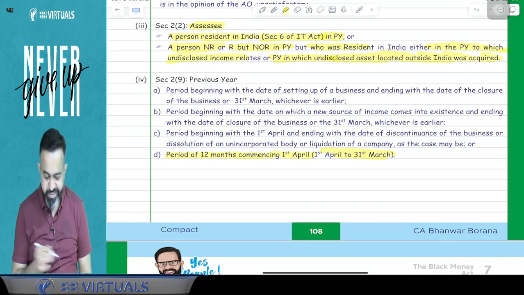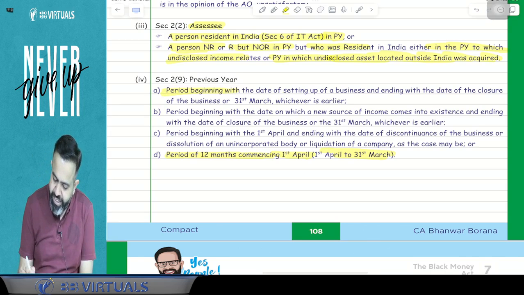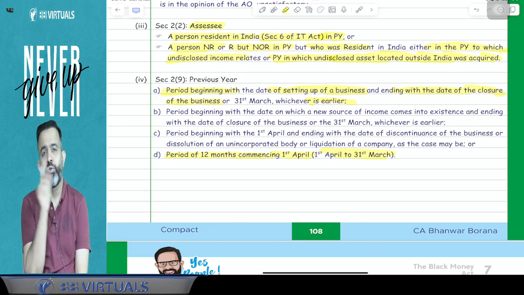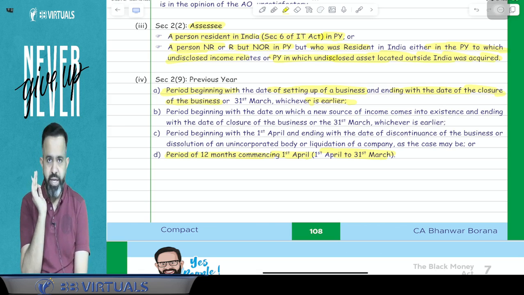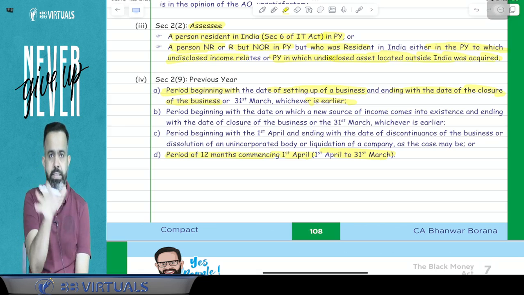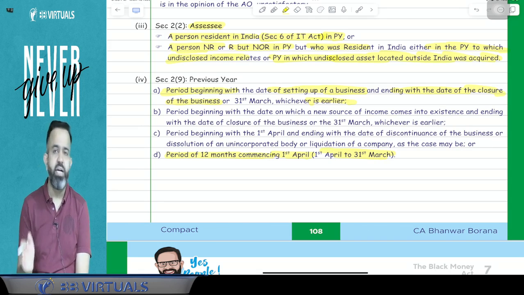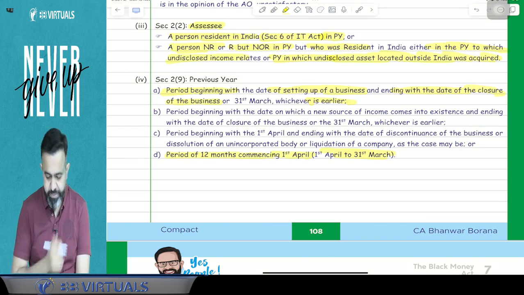So try to understand this. The period begins with the date of setting up a business and ends with the date of closure of the business or 31st March, whichever is earlier. Suppose your business is closed in the month of December. Then in December your previous year will end. But guys, suppose the business continues, then 31st March will be the end of the previous year. But the previous year will start from the date on which the business started.